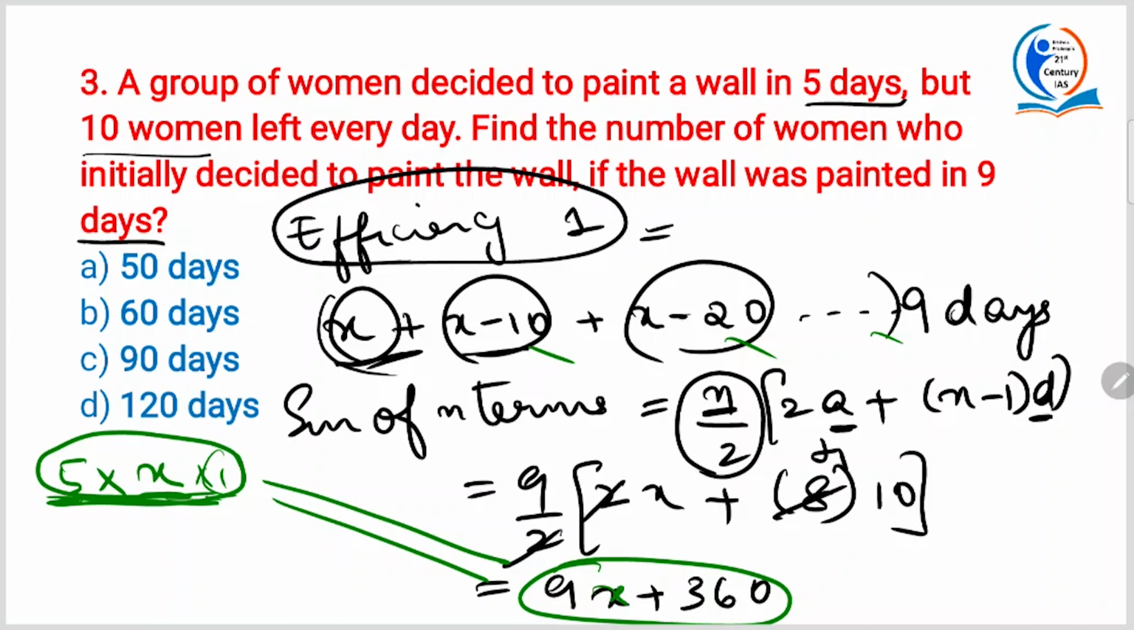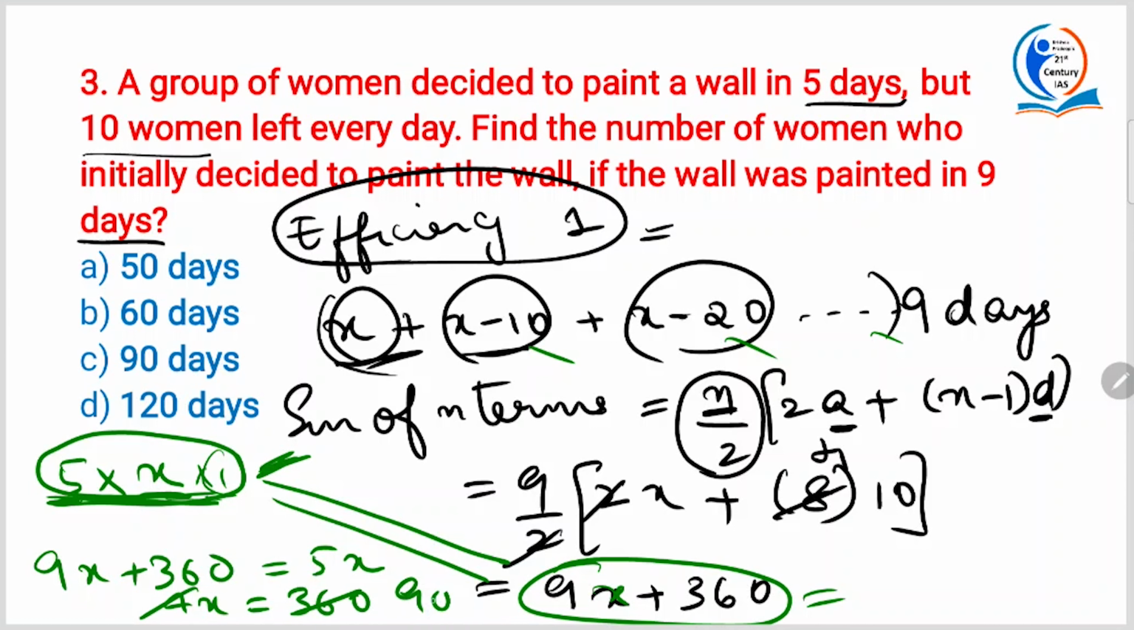Alright, so it is 9x plus 360. This is the total work. This is also the total work done, right? So that's why these both are equal. 9x plus 360 is equal to 5x. Now 4x is equal to 360. Then what is x? It is 90. Therefore, the total number of women who were present on day 1 were 90.